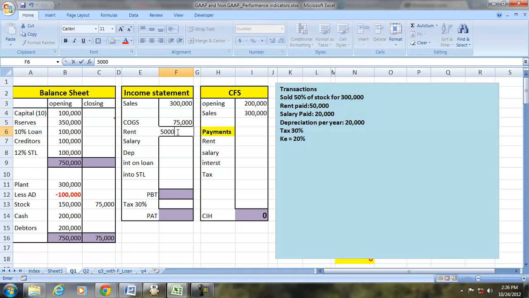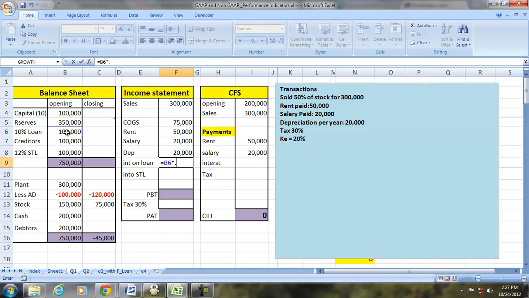Rent for the period 50,000, and the rent has been assumed to be paid, so therefore is an outflow of cash. Salary is 20,000 and salary is also paid during the period. Depreciation for the period is 20,000. And depreciation is a non-cash item but will increase the accumulated depreciation to 180,000.